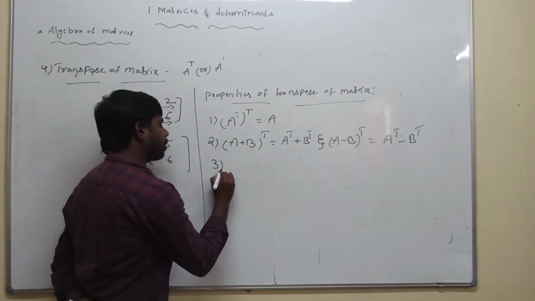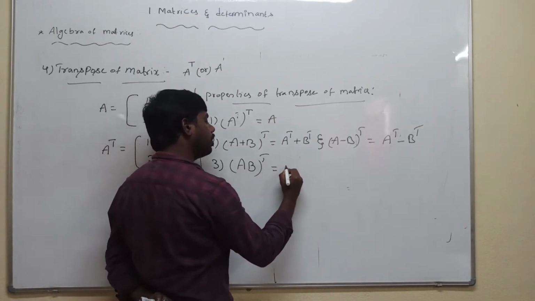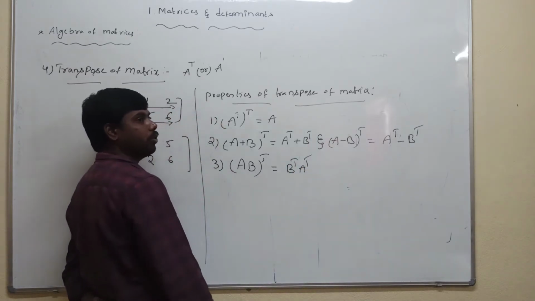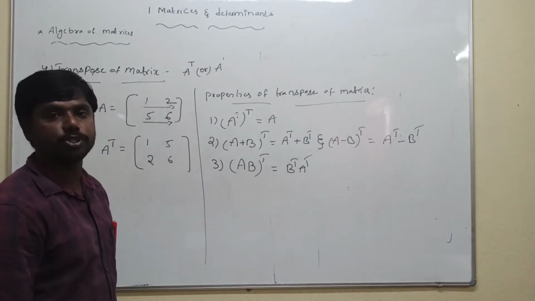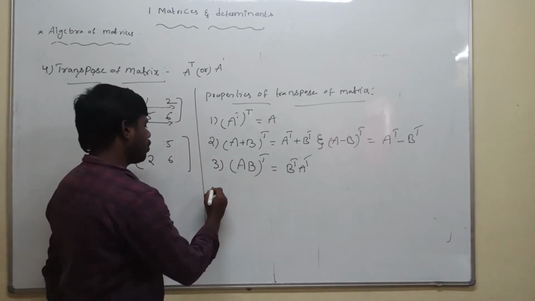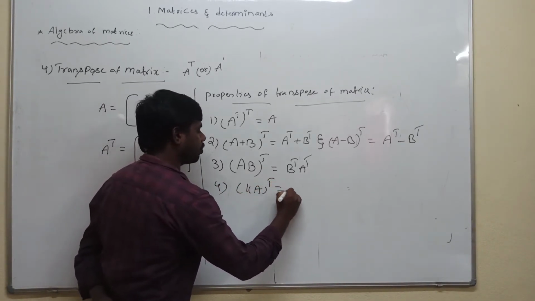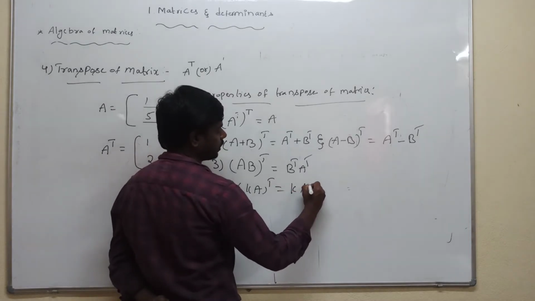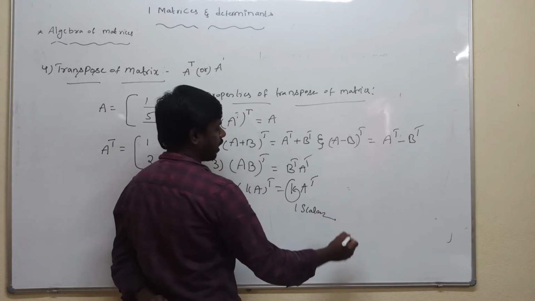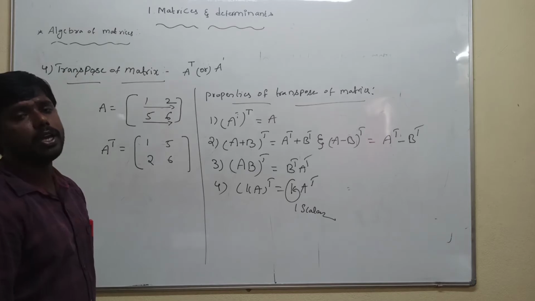The third, very important property is (AB) transpose is equal to B transpose into A transpose. The third property is (AB)^T = B^T A^T. The fourth property is (KA)^T = K into A^T. Here K is nothing but a scalar element. These are the properties for the transpose of a matrix.